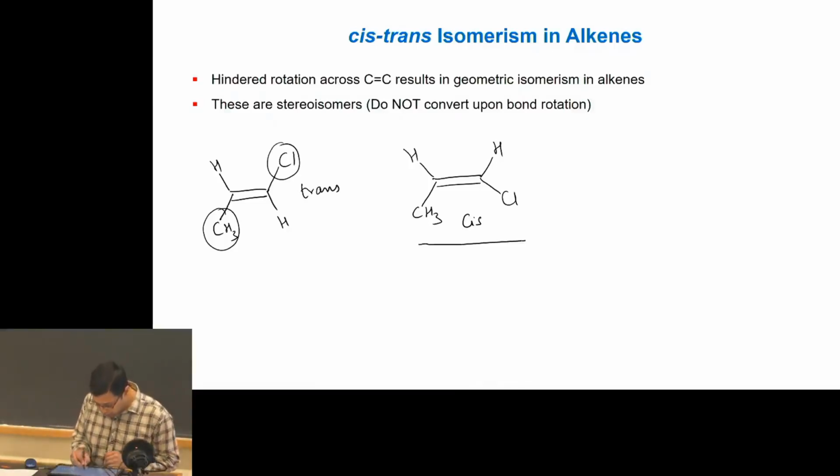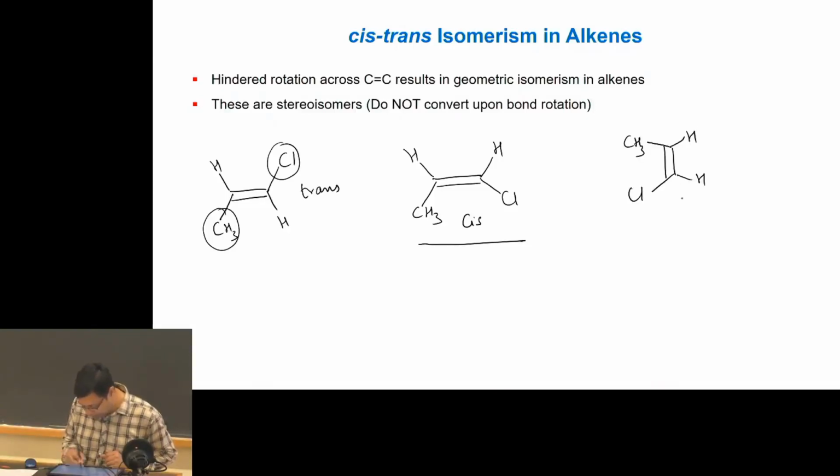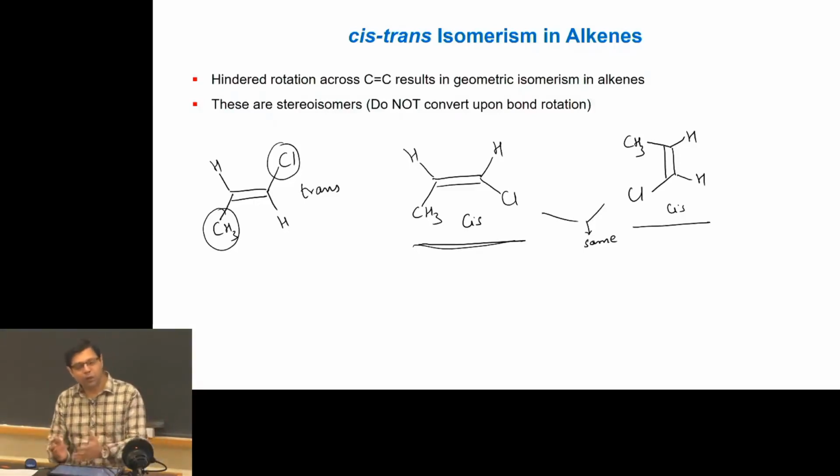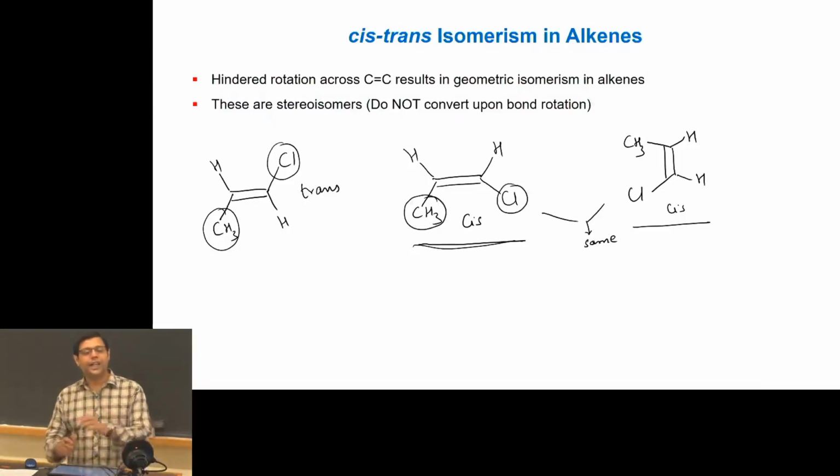Now whether I write the molecule like this or I write the molecule like this, both these molecules are exactly the same. This is also cis. All I've done is taken this molecule, rotated in the plane of the paper and shown it like this. But both those molecules are exactly the same. So as you can see, labeling a molecule cis or trans is very straightforward. Groups on the same side of the double bond cis, groups on the opposite side of the double bond trans.